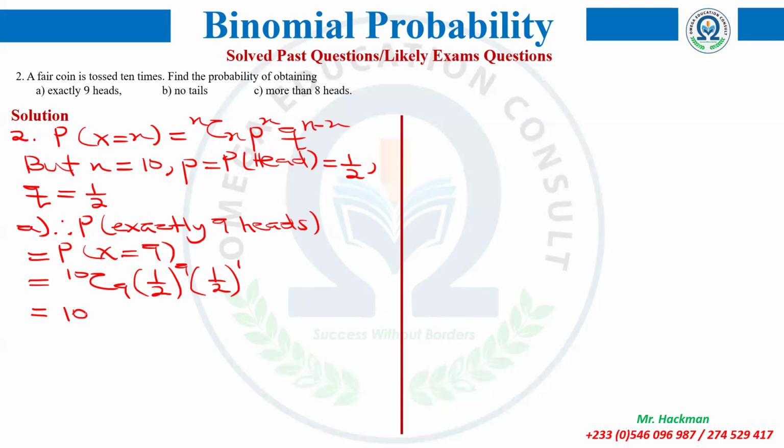So that will give us 10. Then 1 over 2 to the power 9 will give us 1 over 512. Then times half to the power 1 will also give us half. So in effect, we are going to get 5 over 512. We are done with the A.